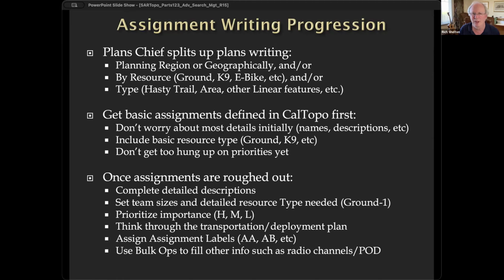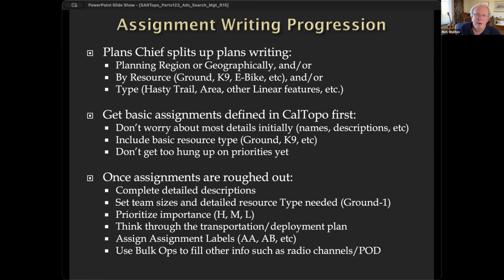Like an e-bike assignment is going to look a lot different than a ground assignment or something like that, or you know, OHV or whatever. So you can do it that way, or you can do it by type. Like I'll do all the hasty trail searches, you do the area searches, other linear features like drainages and creeks. But anyway, the key is not to have people stepping on each other's toes. So the plan section chief's job is to figure out how to kind of divvy that work up.